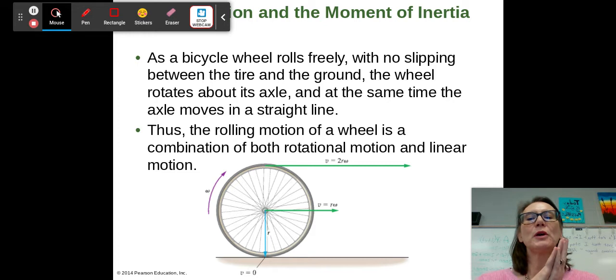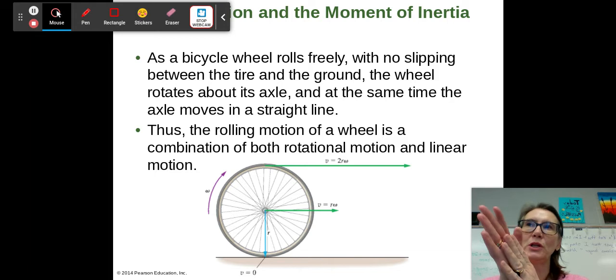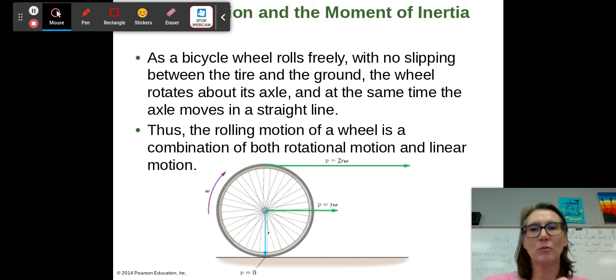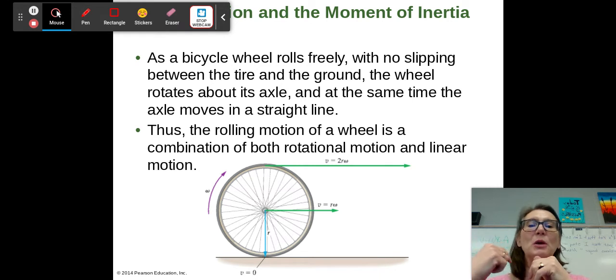Okay, so we're talking about rolling motion and moment of inertia. This is 8.2. Remember, we did 8.1, then we skipped over and did 8.3, and now we're coming back and doing moment of inertia. There's actually a problem in 8.3 that gets explained after going over 8.2, but because of our lab situation, we thought it'd be better to do 8.3 first.